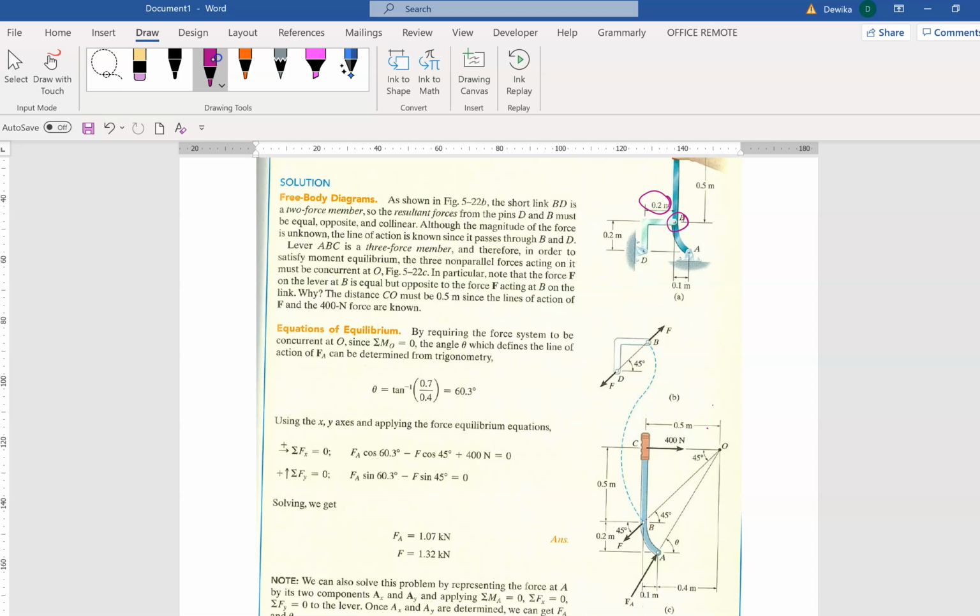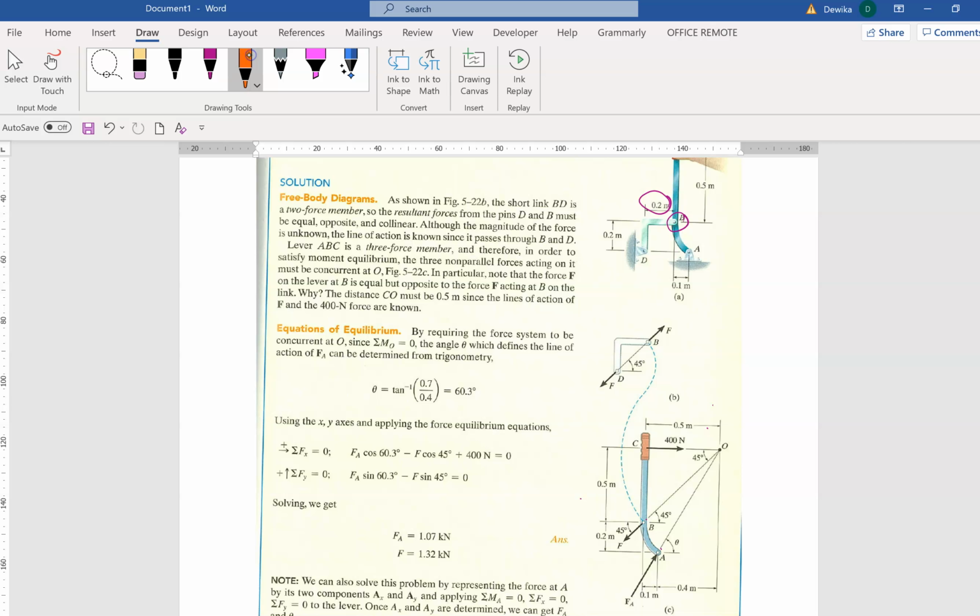Now let's solve the angle. Okay, so you're ready, pay attention. We're going to use a bit of trigonometry here. We want this angle, right? What do we have here? We have 0.7 at the y-axis. The height is 0.7 and we have 0.4 in this axis. So which means 0.7 divided by 0.4, the angle here will be 60.3. Okay, the angle is 60.3.